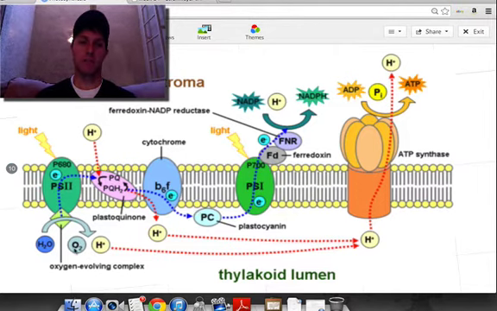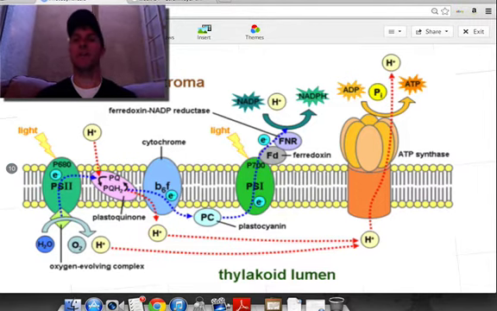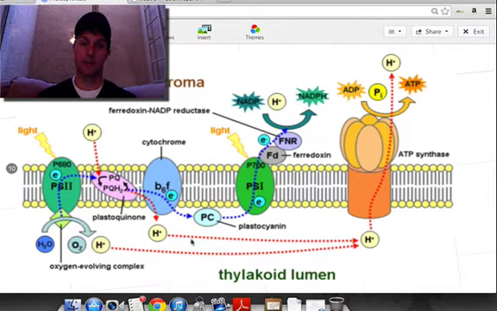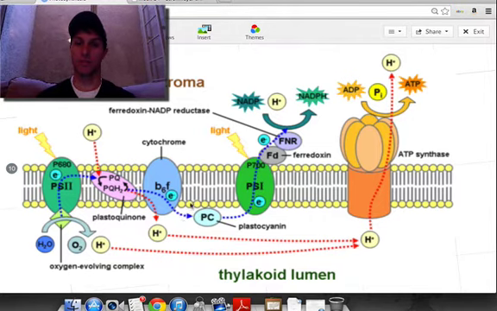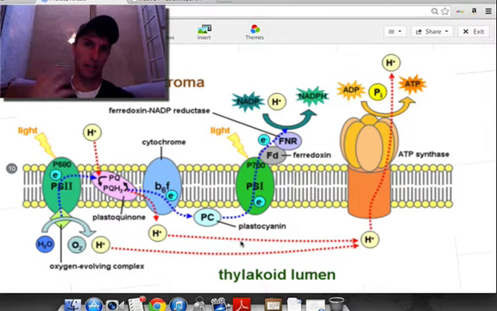Then the oxygen is allowed to leave the thylakoid membrane. The hydrogens, however, are trapped. They have a positive charge, so they can't get by these phospholipids, right? Because it has a positive head, so they repel each other. So you get an increasing concentration of hydrogen ions.